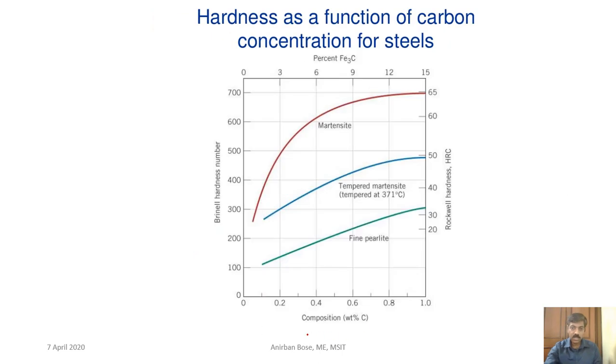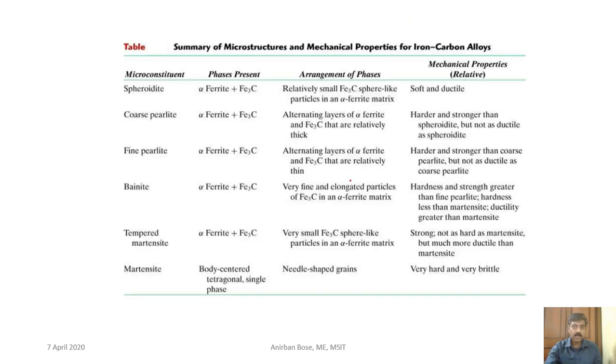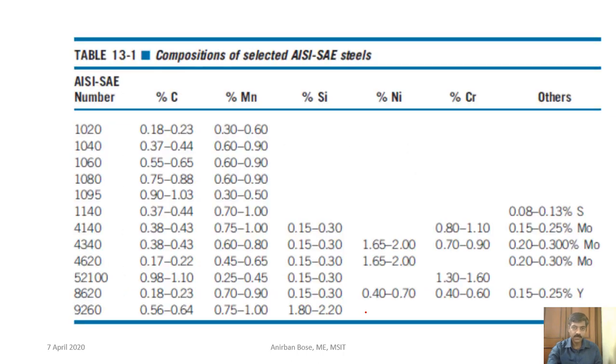Here you can see again with the composition, the hardness of the martensite also depends on the carbon composition, and fine pearlite and the tempered martensite also in a similar manner. So here is a comparison table. You just go through it, you will get the things that we have just discussed for different kinds of structure. Okay, what are the arrangement of phases and their mechanical properties.